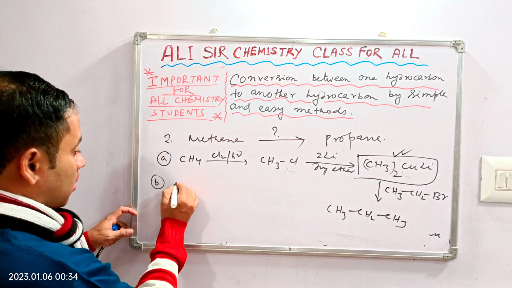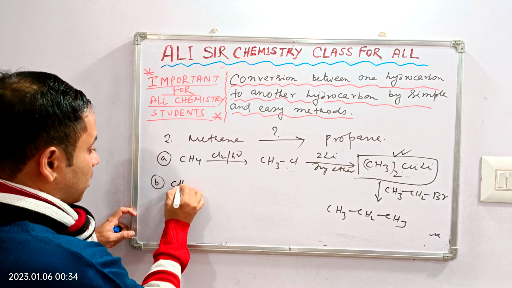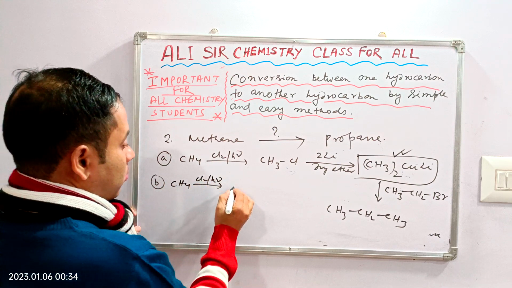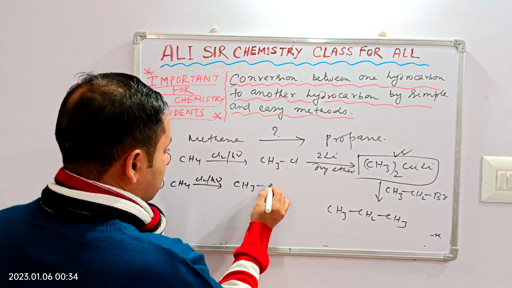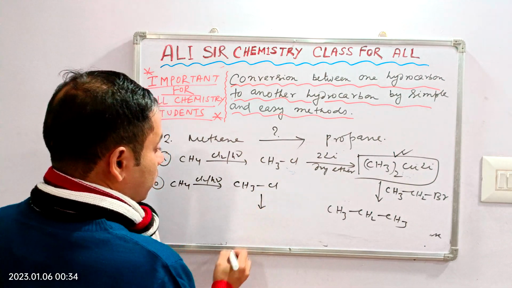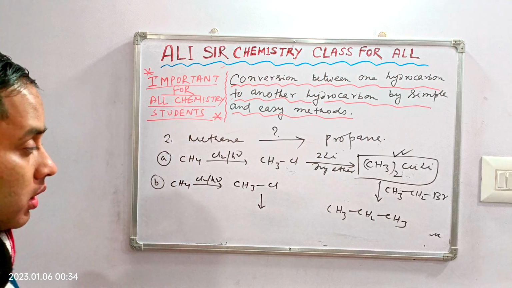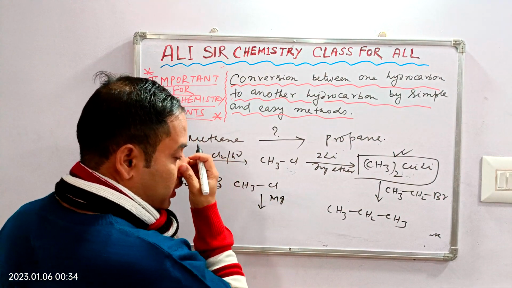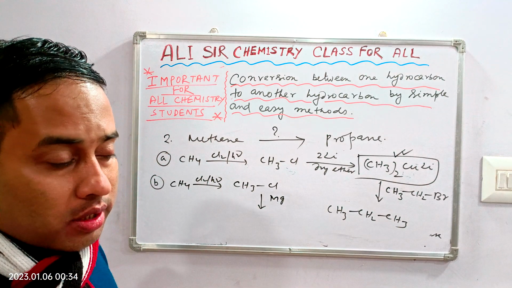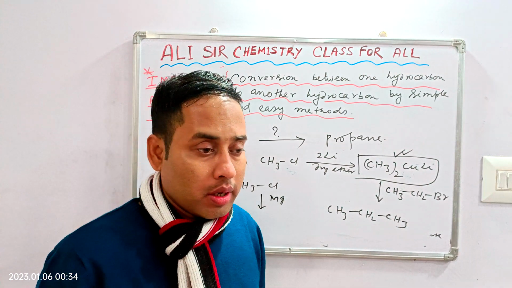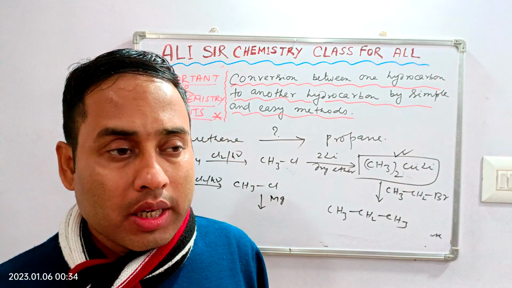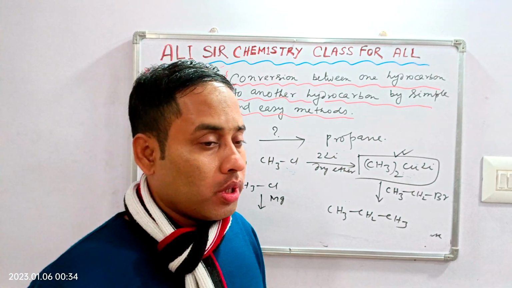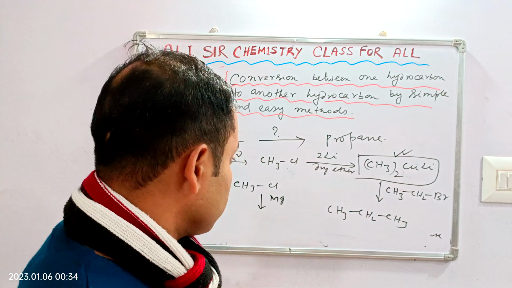Let's see here. In process B, we are using the same method, chlorine, H nu. What we will get? CH3Cl. Now we convert this CH3Cl into Grignard reagent. All of you know how Grignard reagent is prepared. Grignard reagent is prepared by the treatment of alkyl halide with magnesium in presence of dry ether.